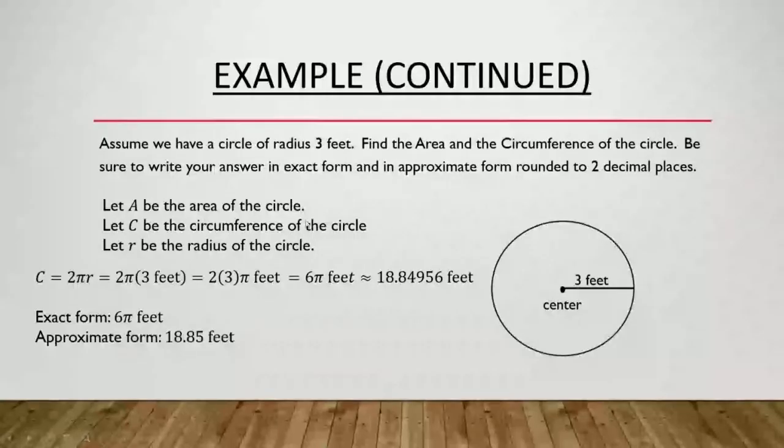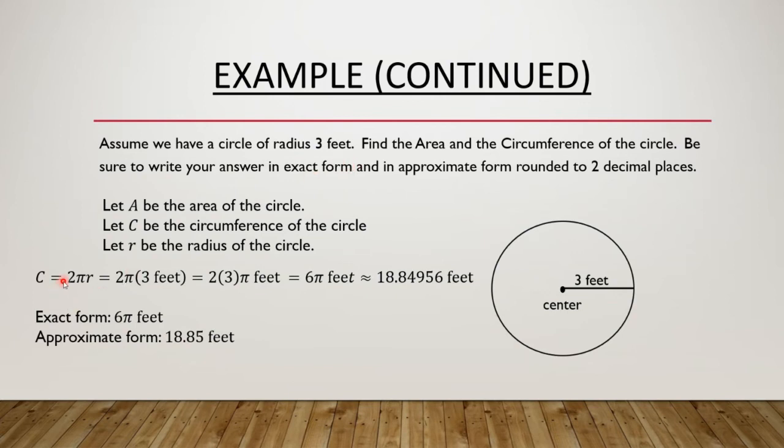What's your question? How did you get 3 feet? The 3 feet is just what was given. The radius is 3 feet. Is that always the case? No, we're just assuming our circle's radius is 3 feet. The radius could be anything. It could be 100 feet for all we know. Okay, and that's how you got to 6 because you multiplied.